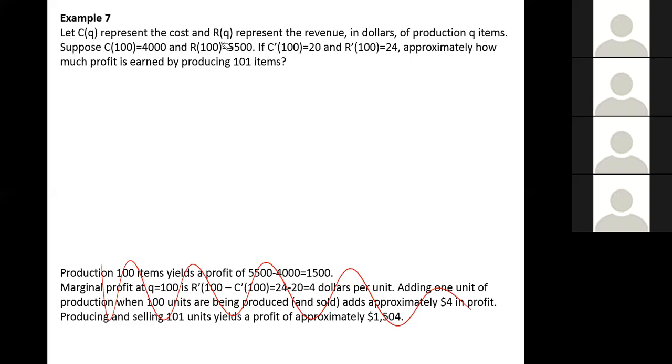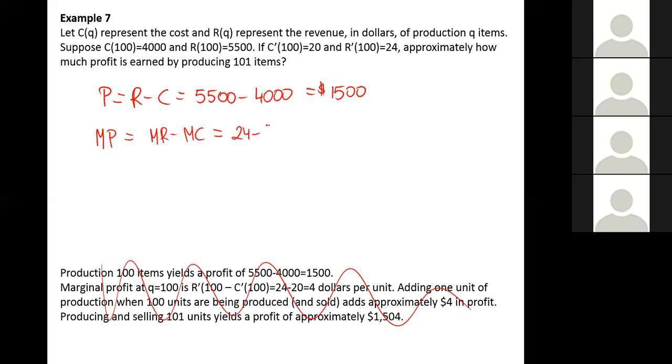Of course, profit is simply the revenue minus the cost, 5,500 minus 4,000. We have $1,500. That's the profit from producing 100 items. And then the marginal profit will be the marginal revenue minus the marginal cost: 24 minus 20.